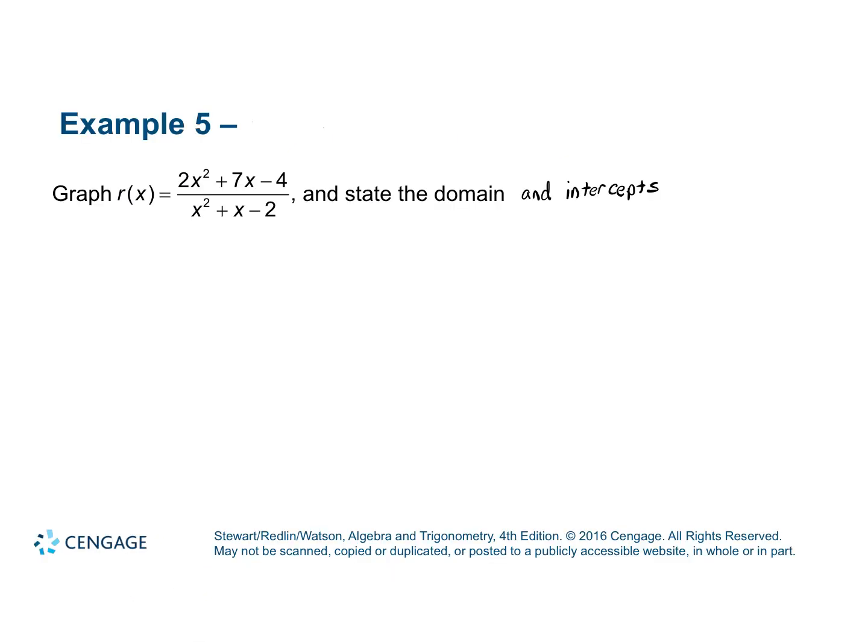So for this one, let's find the exact same things. Instead of domain and intercepts, let's find the domain, the vertical asymptote, the horizontal asymptote, the x-intercept, the y-intercept, and the holes.